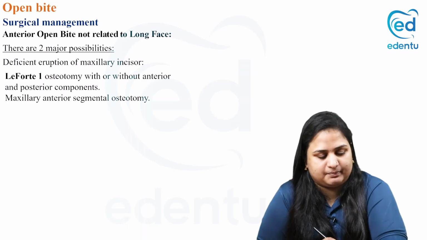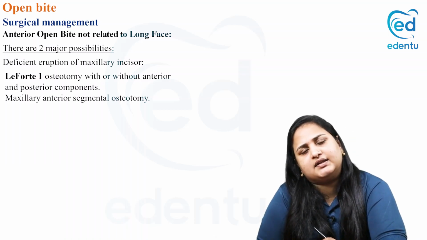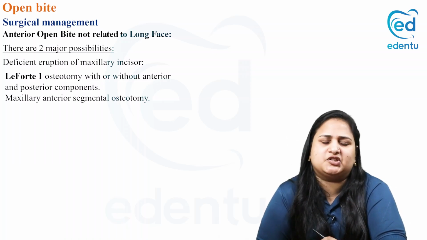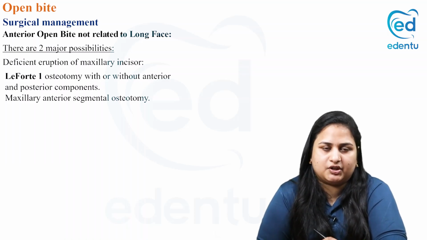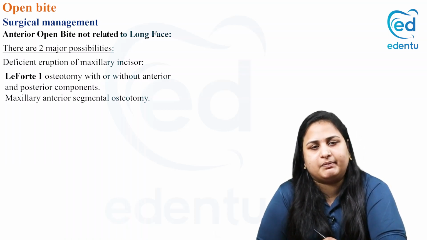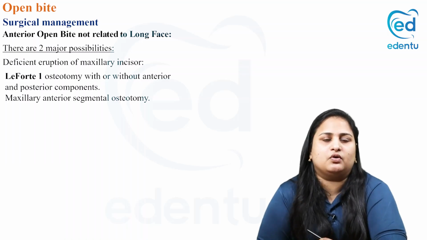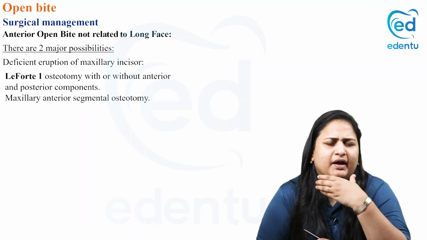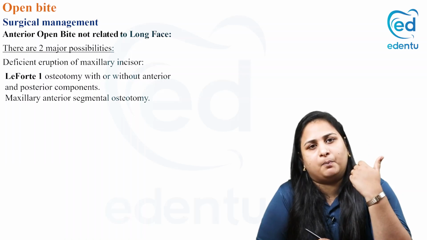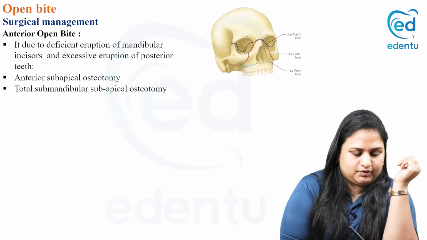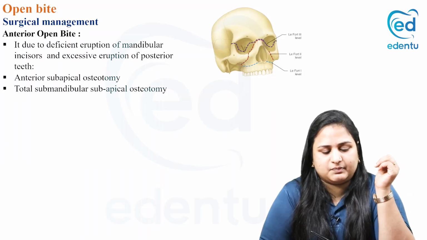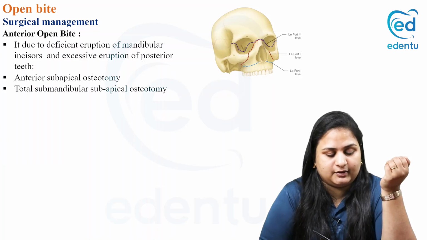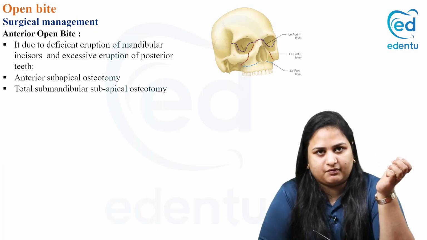Moving on, the anterior open bite, which is not related to a long face phase, can be intercepted by two major possibilities. The surgical options mainly concerned are Le Fort 1 osteotomy, which is much simpler, with anterior or posterior components, and maxillary anterior segmental osteotomy, which also has a setback. If it's a repositioning of the maxilla, it has a setback, or the mandibular setback to correct the open bite is mainly preferred. The other anterior open bite management is the eruption of the mandibular incisors and excessive eruption of the posterior teeth.